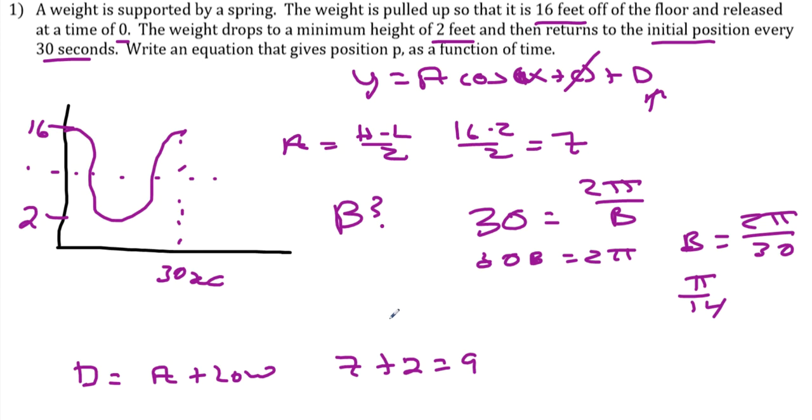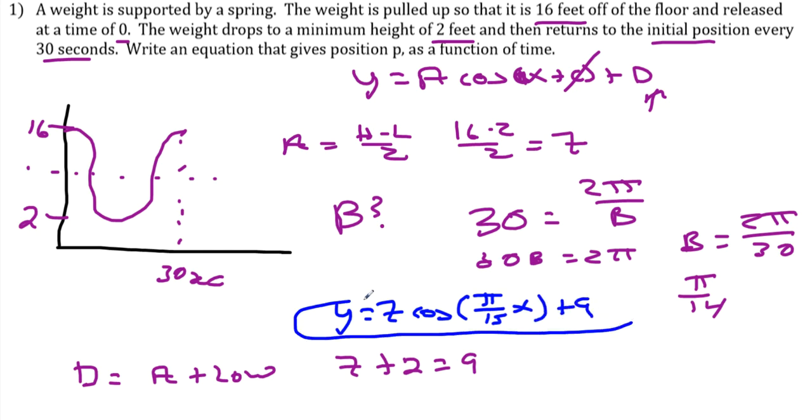So my function is y equals my amplitude, which is 7, cosine, and there's my angular frequency, pi over 14. Did I put 14? Silly me. Half of 30 is 15, so pi over 15, x, and then plus 9. There you have it. That's all we're going to be doing.